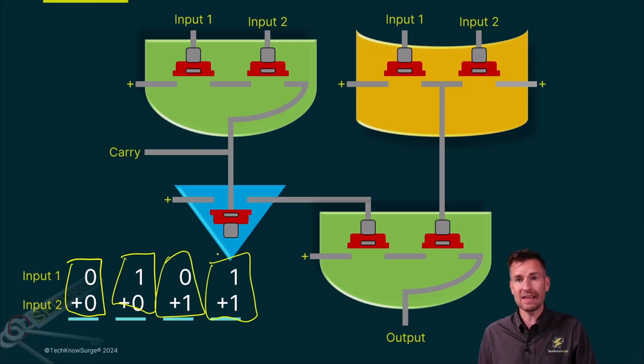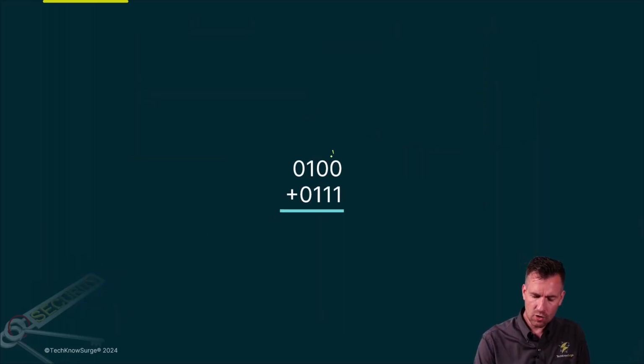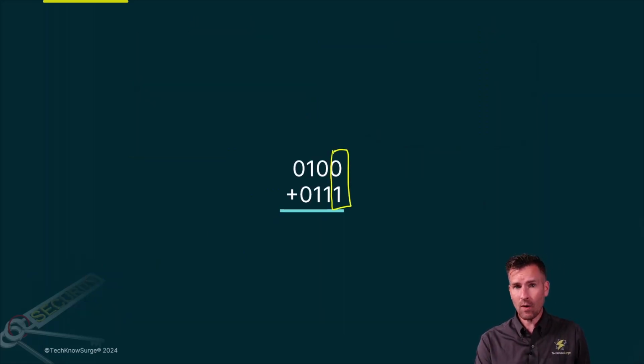Those bits are now able to be added together. We've just proved that we can add 2 bits together. Now what we need is another half adder to add the next 2 bits, and another one to add the next 2 bits, and another one to add the next 2 bits.